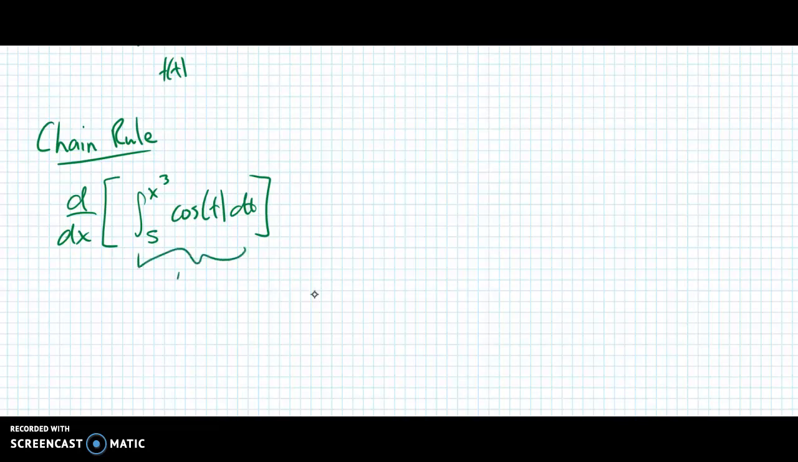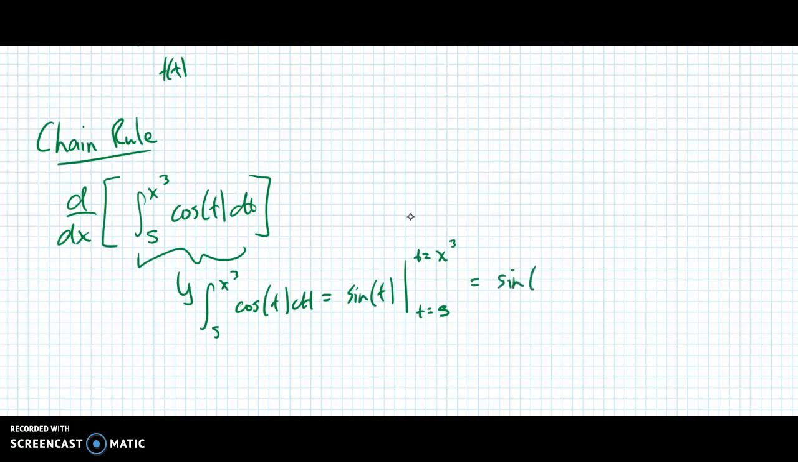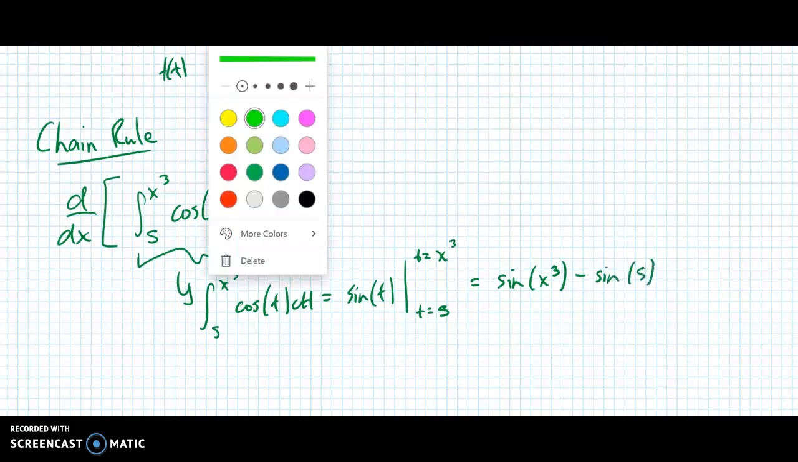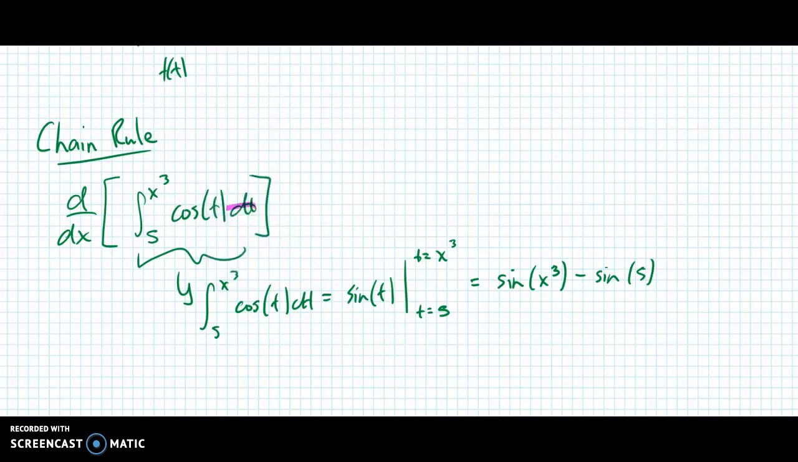So let's just look at this for now, the integral from 5 to x cubed of cosine of t dt. So that evaluates to sine of t evaluated from t equals 5 to t equals x cubed. So we know we're plugging in that t there. What's that give me? Sine of x cubed minus sine of 5. So again, this integral is the same as that right there.